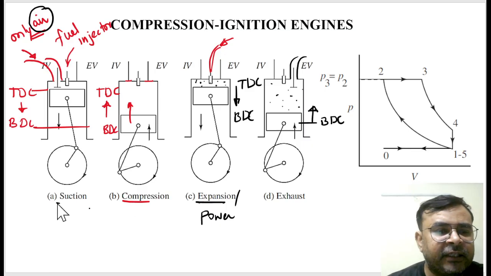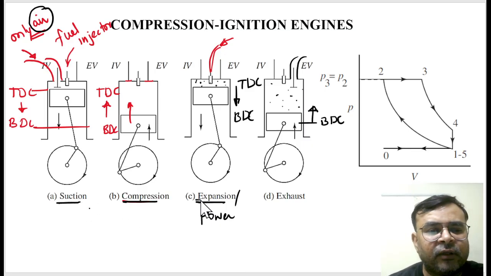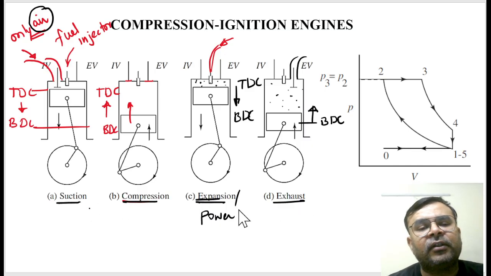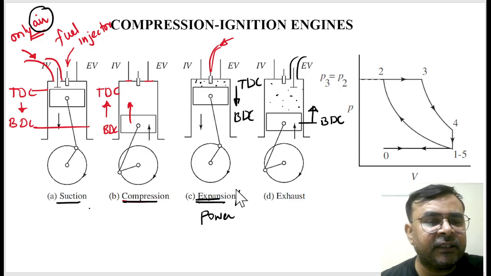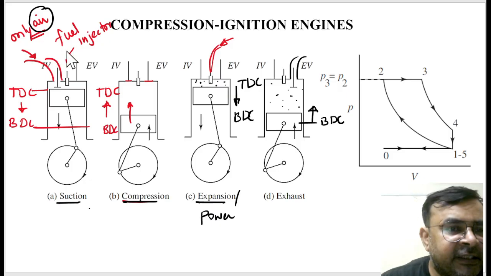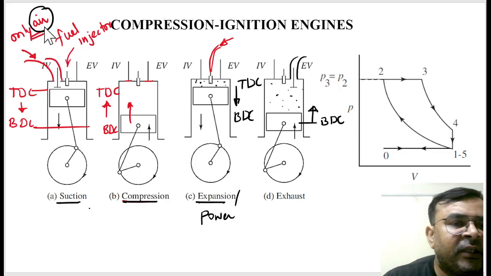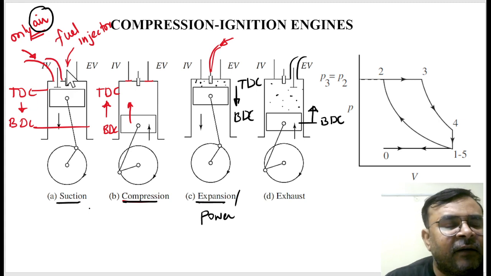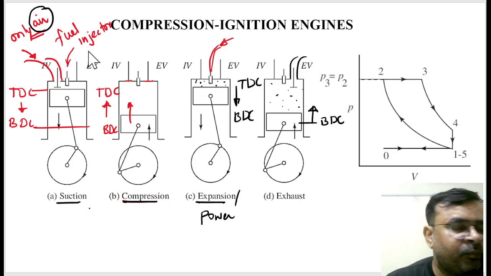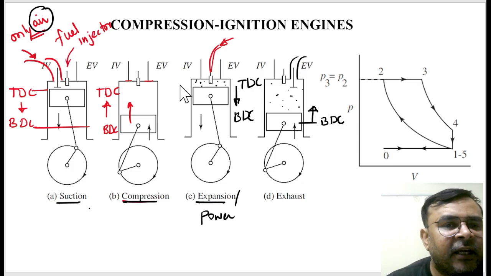So again, you can see here we have suction stroke, compression stroke, expansion stroke, exhaust stroke, just like an SI engine. Is it right? And then what is the difference? The difference is in the SI engine, instead of air, we enter the air-fuel mixture. And in the SI engine, we have a fuel spark plug, but in the diesel engine we have a fuel injector. This is another difference.